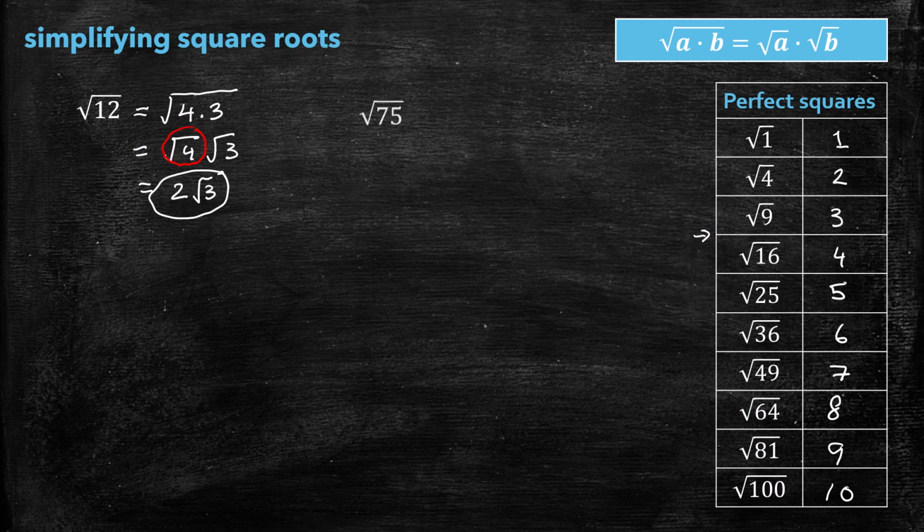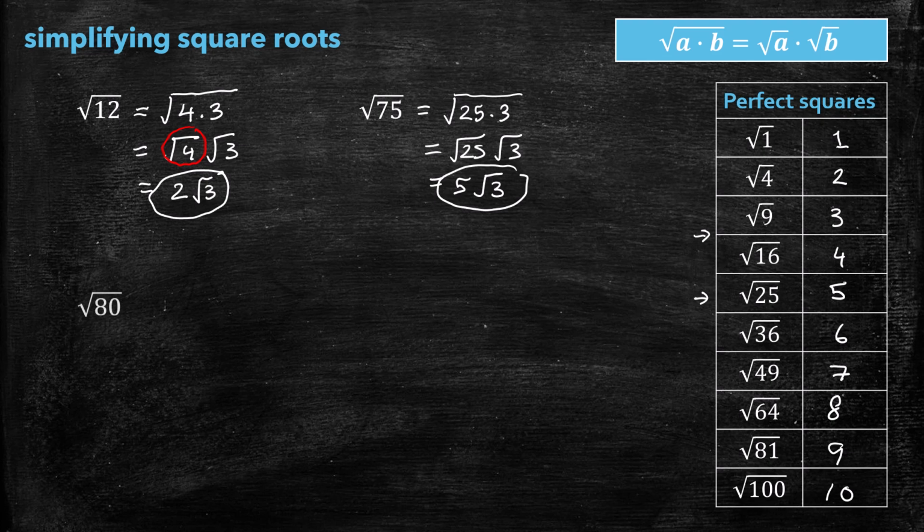Let's practice this again. So 75, we look down our perfect square list, and we find something that is divisible into 75. So I can see that 25 goes into 75. So I rewrite this as 25 times 3, and I apply the property, and I know the answer to one of these. The square root of 25 is 5. I don't know what the square root of 3 is, but that's my simplified answer.